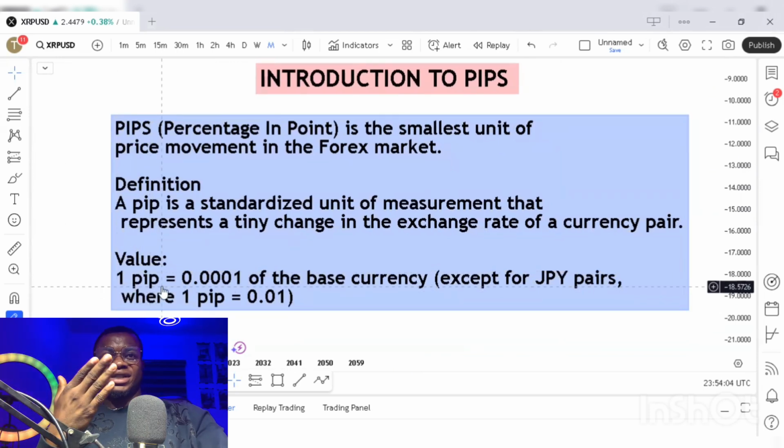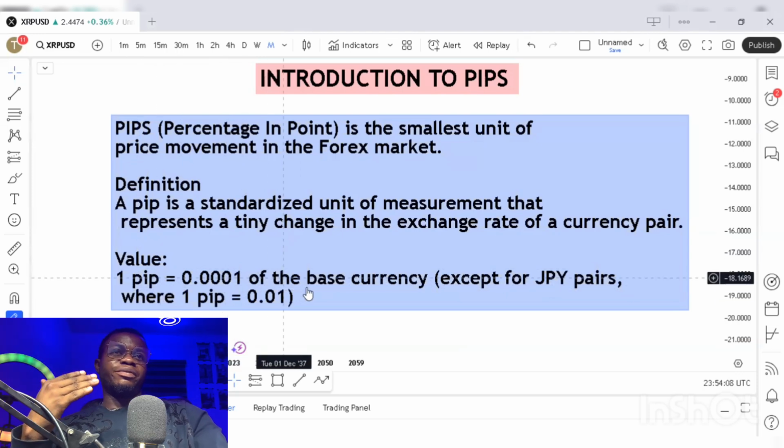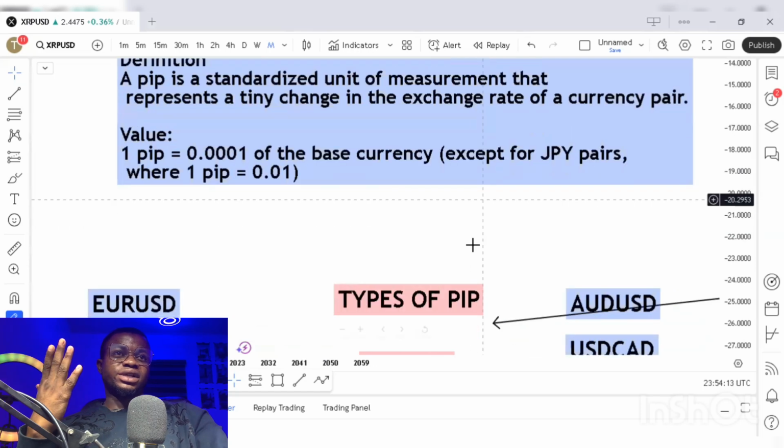So this is an example here. One value, that's 1 pip, equals 1.00 value of the base currency. But we'll look into it now. So let us just rush in.